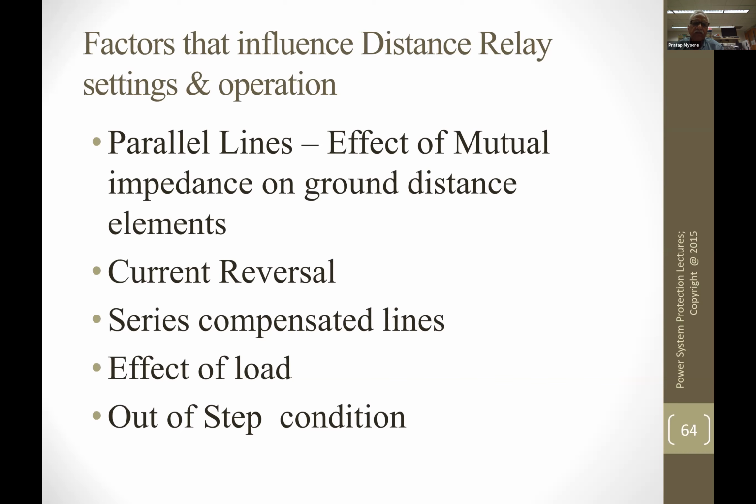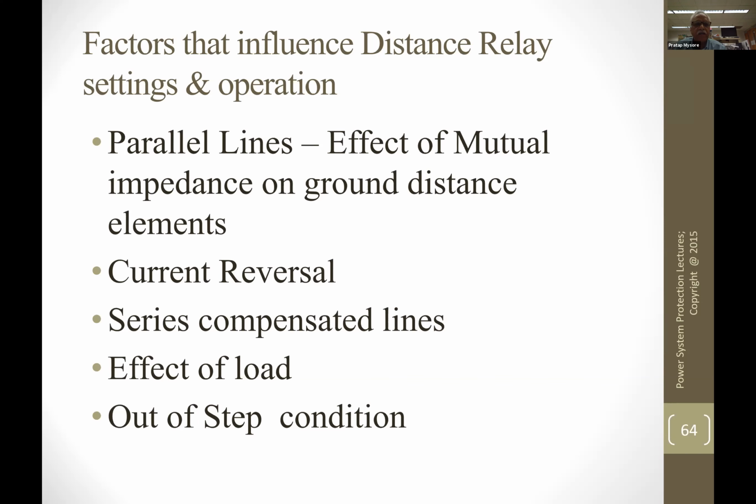One of the things that affect your zone 1 setting is the parallel line and the effect of mutual impedance for ground distance elements. If the fault occurs at the end of the line with two lines in parallel, the impedance that the relay sees is less than the actual impedance of the line. So your zone 2 has to be pulled back. Similarly, if the fault occurs very close to that, the current is going through on the other line in the opposite direction, and the relay has a tendency to see less impedance than what it actually is up to the fault point. So your zone 1 relay cannot be set to 85% under such conditions.